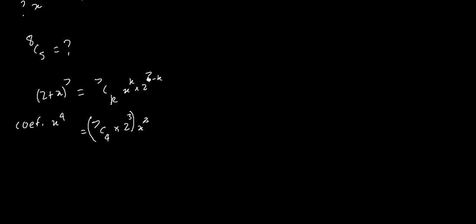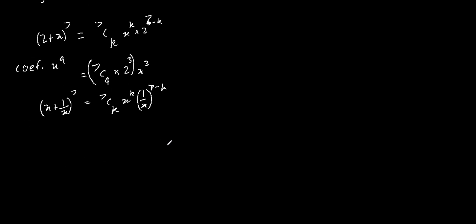All cool? Okay, if I do something really odd like x plus 1 over x, these both are related to each other, kind of. And if I take this to the power 7, imagine I want to figure out the x squared term, if there is one. I don't know if there is. Then I take 7Ck, and I get x to the k, and then 1 over x all to the 7 minus k.